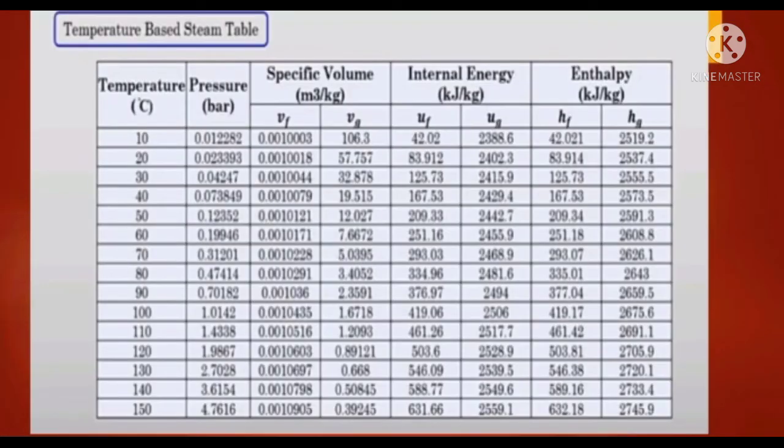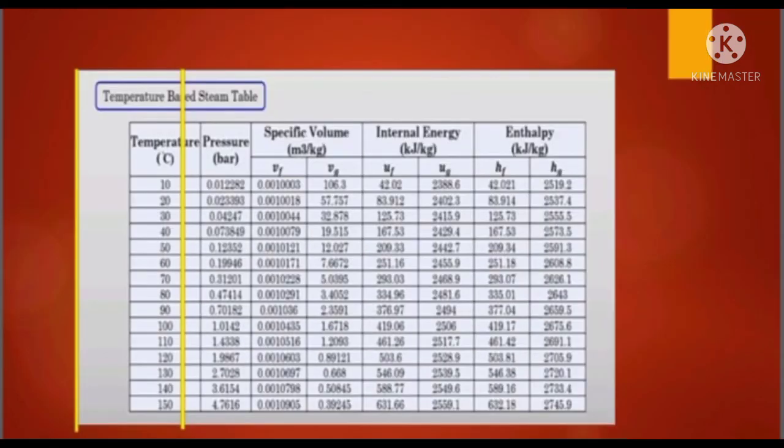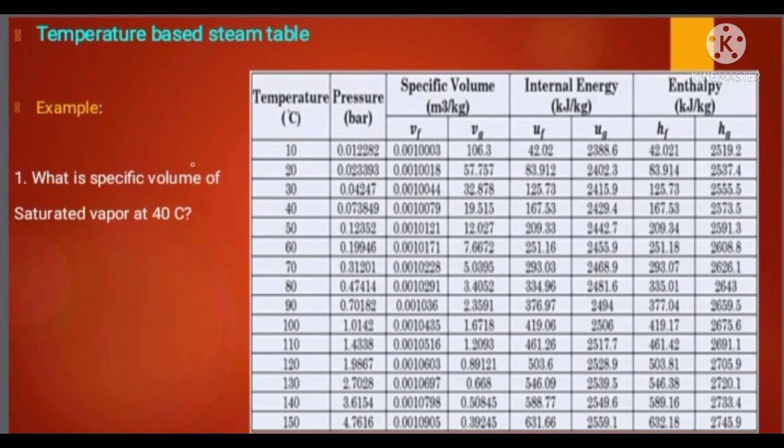In the temperature-based steam table, you can see temperature, pressure, specific volume, internal energy, enthalpy, and their units. Temperature is in degrees Celsius, pressure in bar, specific volume in cubic meter per kilogram, internal energy in kilojoule per kilogram, and enthalpy in kilojoule per kilogram. In the temperature-based steam table, the temperature begins at 10 and goes to 150 or more. And here are examples of the temperature-based steam table.